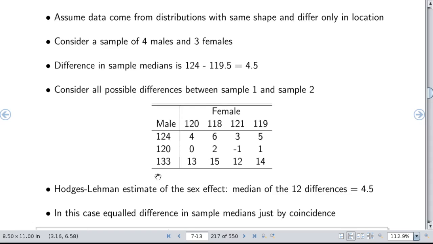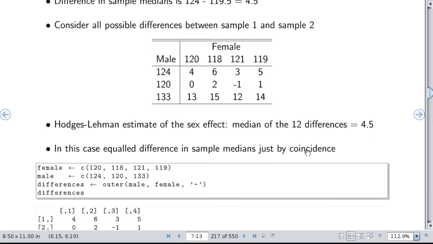We have the males going here, 3 males, and we have 4 females going this way. By having it arranged in this table, you'll see the differences in all possible males against all possible females. So with 3 versus 4, you're going to get 12 differences. The Hodges-Lehmann estimate of the sex effect is the median of these 12 differences, which is 4.5, which happened to equal the difference in the medians. That's just by coincidence. That doesn't happen in general.